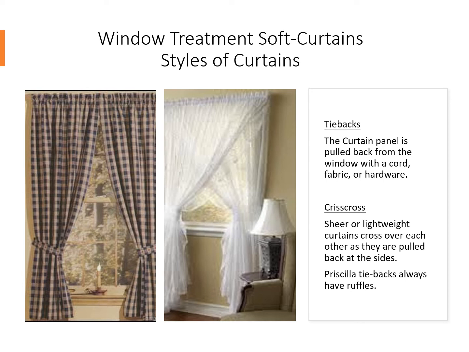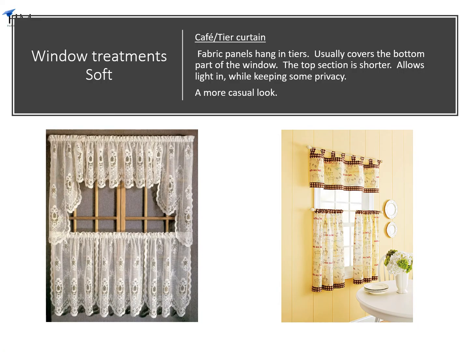There is another variety of crisscross. This is called Priscilla. In Priscilla, the tie backs always have ruffles on the sides. The next style is cafe or tier curtain. In this style, fabric panels hang in tiers. They usually cover the bottom part of the window. The top section is shorter and it allows light in while keeping some privacy. This style is used for a casual look.